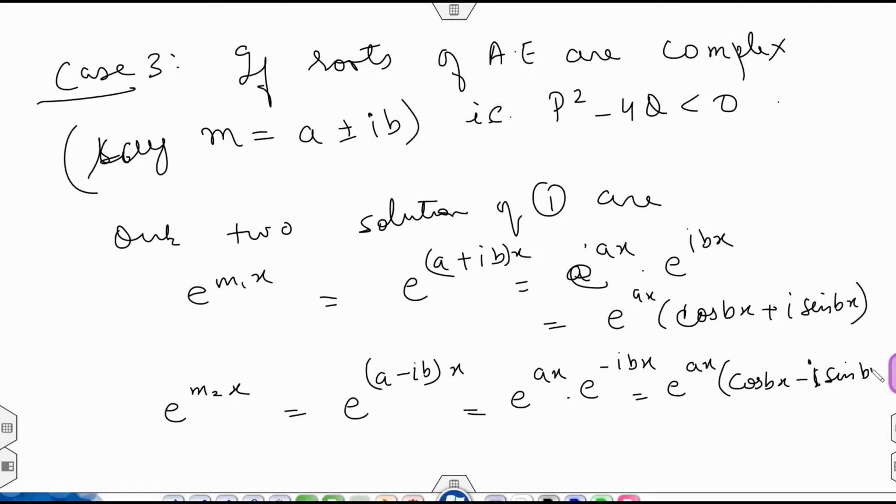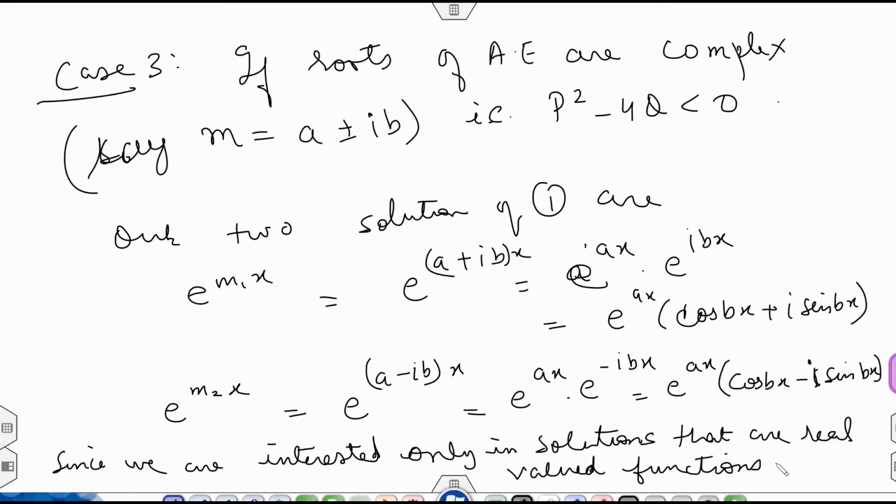Now, since we are interested only in the solutions that are real valued functions, what we can do is add these two equations. This I am calling equation number 1, and this is my equation number 2.